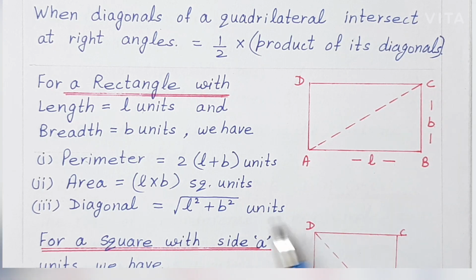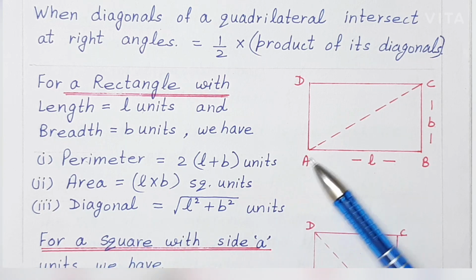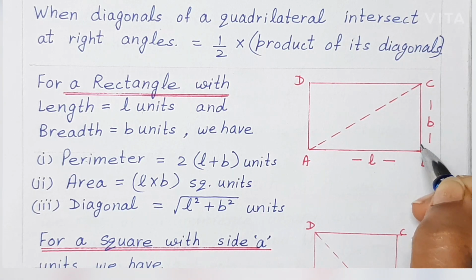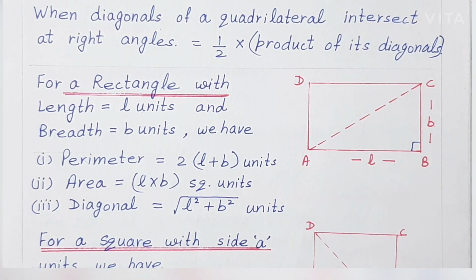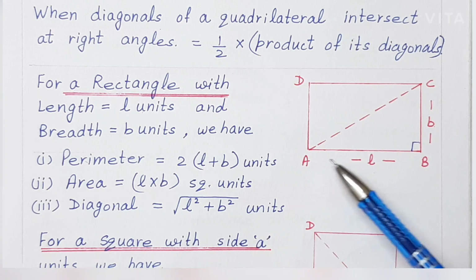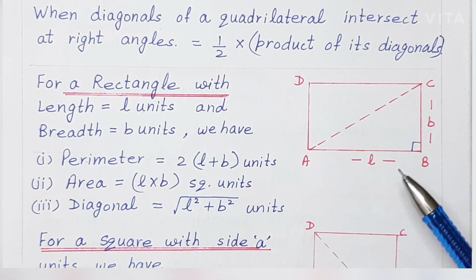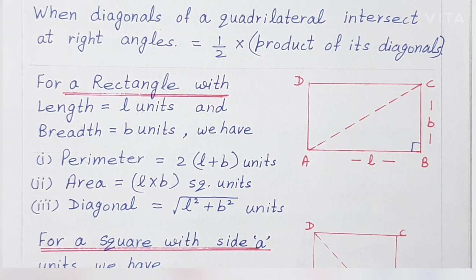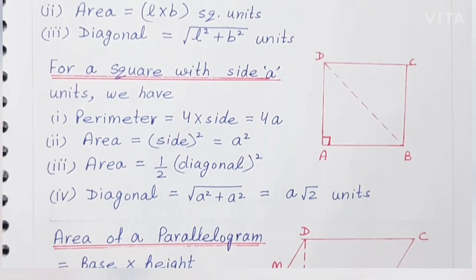Clear? Next is diagonal. How to find diagonal? Now children, we can see that angle B is 90 degree. All angles are 90 degree. So in triangle ABC, we can apply Pythagoras theorem. So AC will be under root L square plus B square. That is the length of the diagonal. Similarly, the length of the other diagonal will also be same. Clear? Now let us discuss about the area of a square.